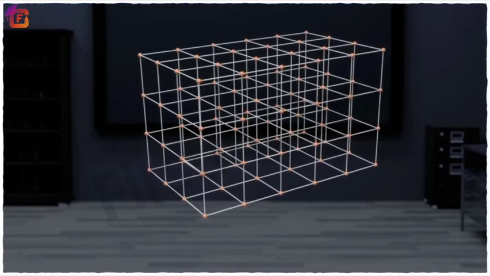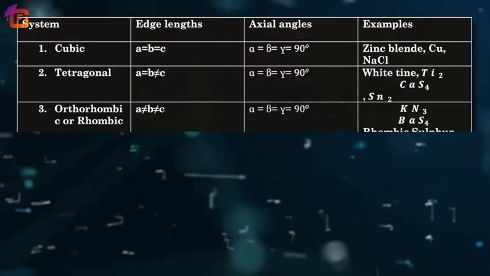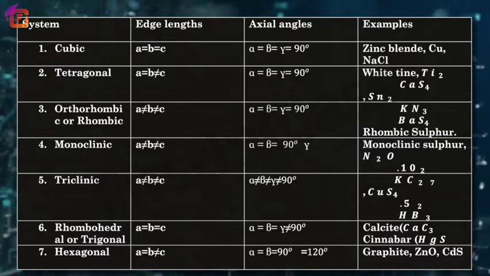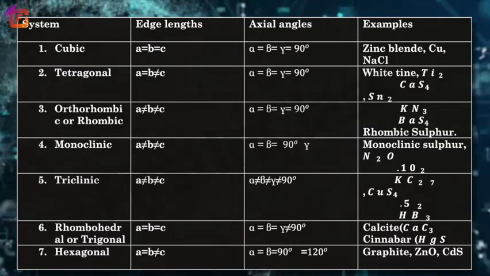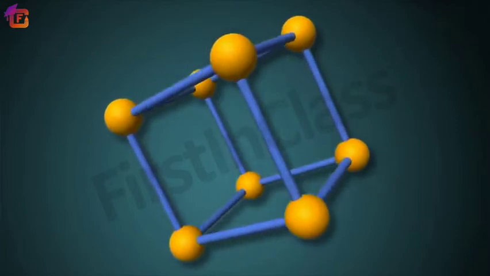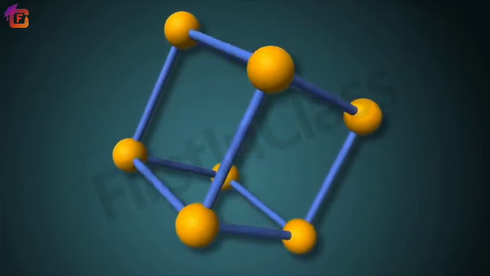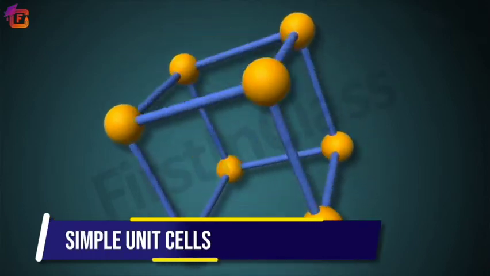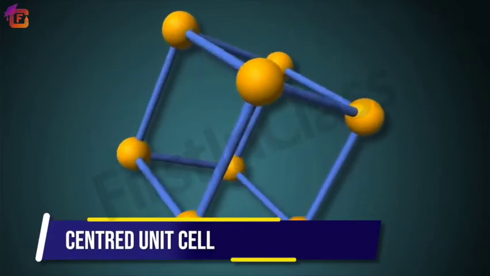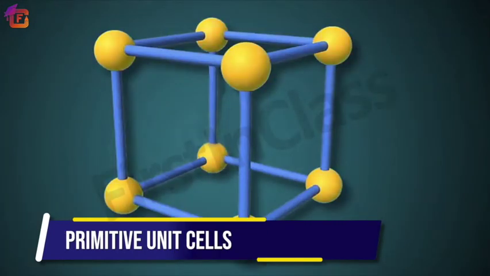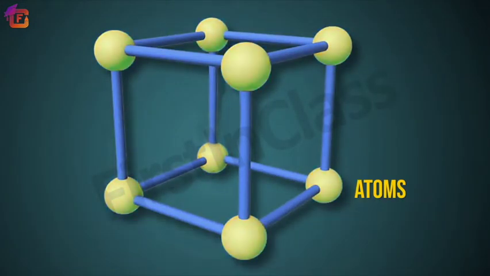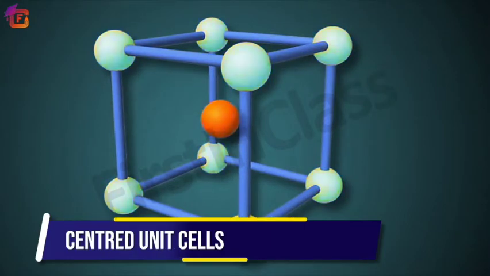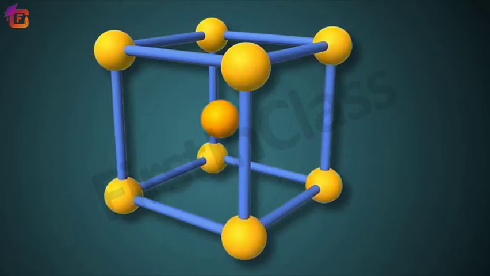Based on the different parameters of crystal lattice, there are 7 types of systems of unit cells or crystal systems possible, as shown in the table right here. Now the unit cells can be classified into 2 categories. One is primitive or simple unit cells, and another one is centered unit cell. Primitive unit cells are those in which the atoms are present at the corners only. Centered unit cells are those which have particles at the other positions also along with at corners.